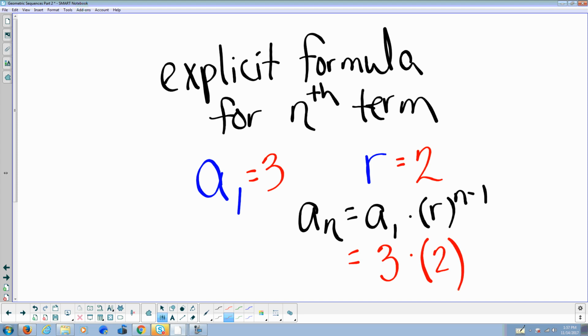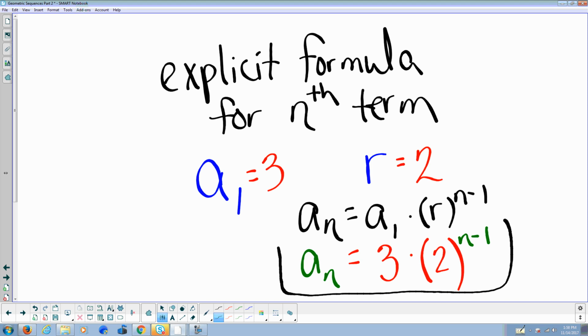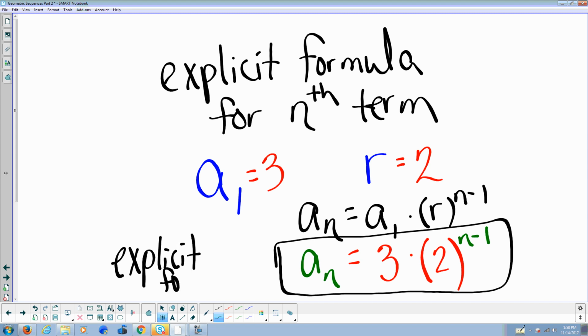And the explicit formula is defined to be a formula for any nth term of the sequence. The explicit formula is this right here. You just substitute for A1, substitute for R, leave n in the problem. So this is defined to be an explicit formula for the geometric sequence that has a first term of 3 and a common ratio of 2.